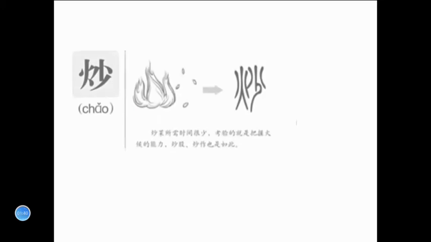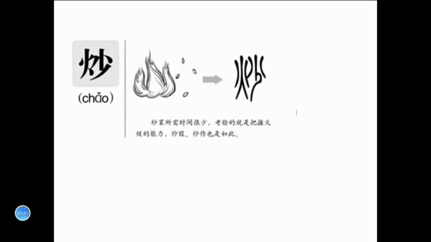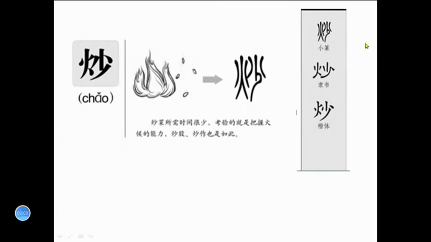We already know that the character 炒 is a verb that means stir-fry, a typical Chinese cooking method. If we take a closer look at the construction of the character, we will find it is made up of two parts, the left part and the right part. And it hasn't changed much throughout China's long history. The left part by itself means fire and is pronounced as 火. This part implies we need fire to stir-fry the food.